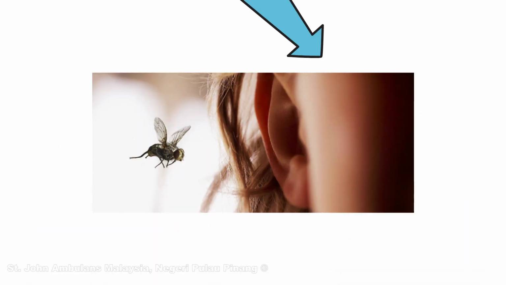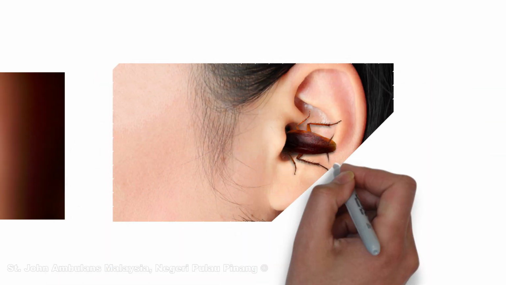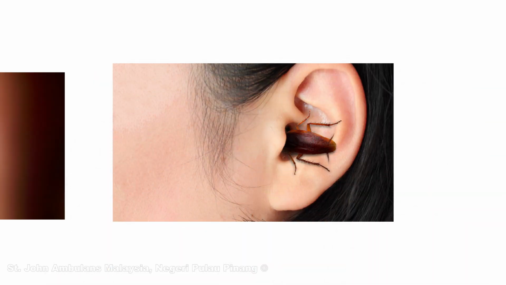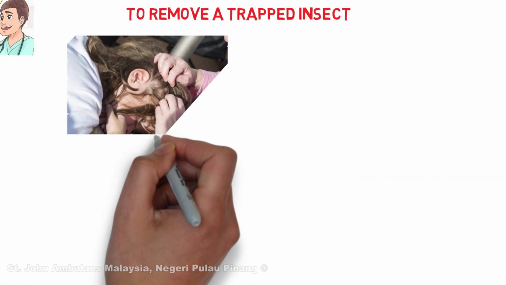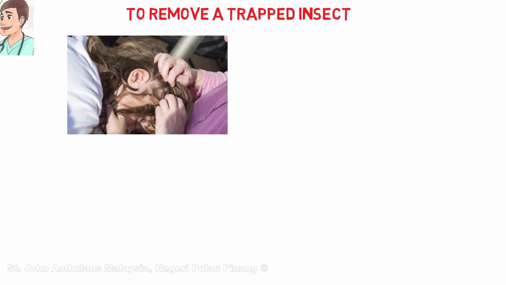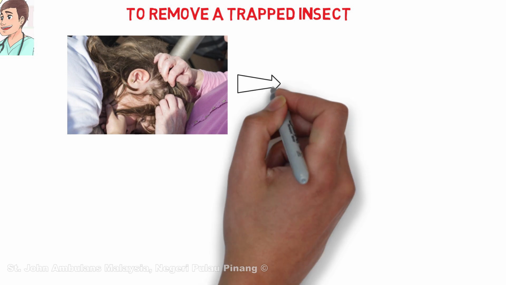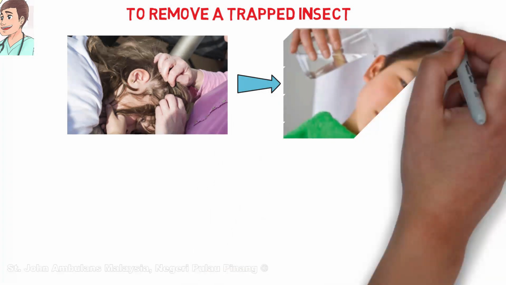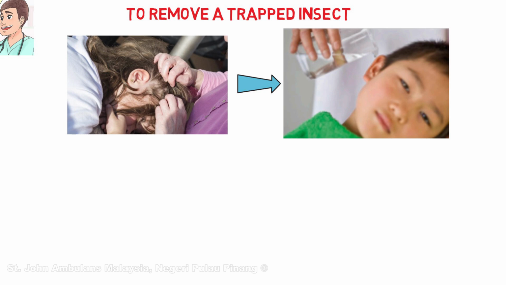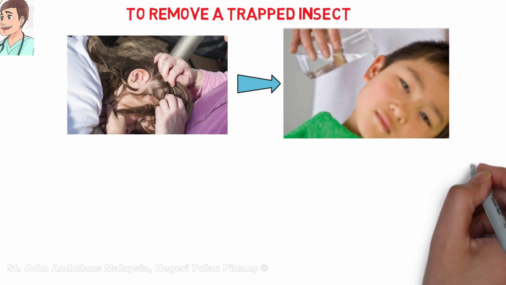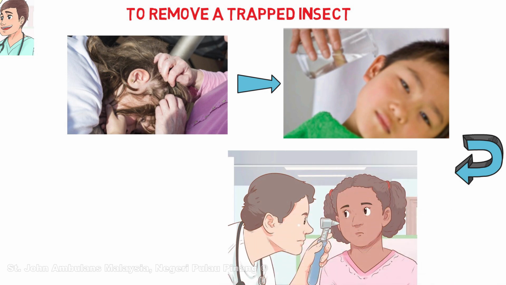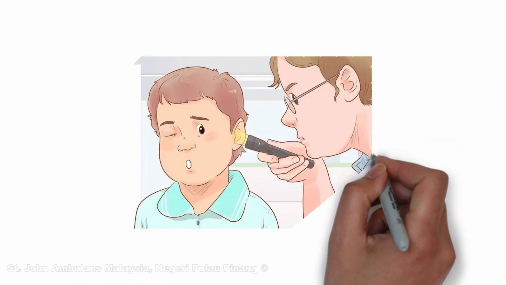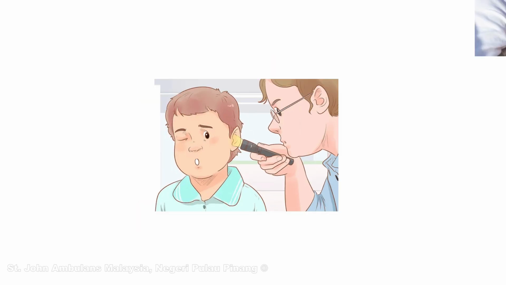We all know that insects can fly or crawl into our ears and trap. To remove a trapped insect, first, support the casualty head with the affected ear facing upward. Then, gently flood the ears with water and the insect should flow out. If this method is failed, seek for medical help immediately. Using a torchlight and shine into our ears is not so effective.